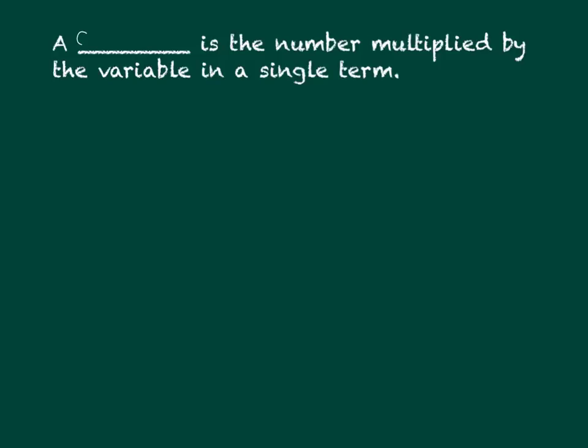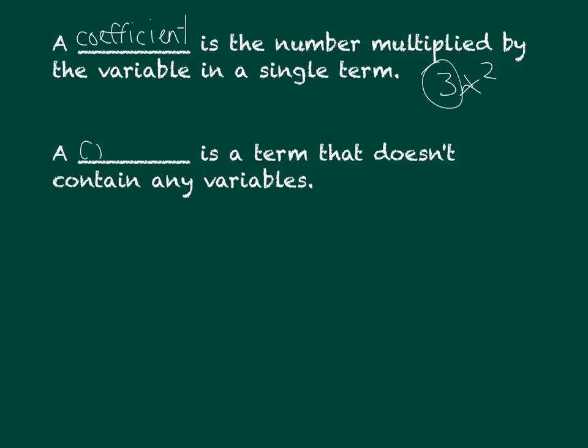Next we have that a coefficient is the number multiplied by the variable in a single term. So if we have 3x squared, the coefficient is 3. Again, that's a review from the first video. A constant is a term that doesn't contain any variables. So that could be any number. So it could be 3, 22, 100.